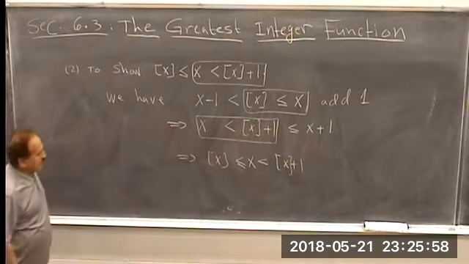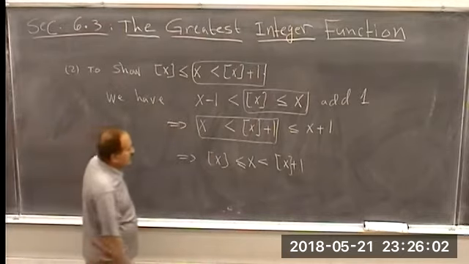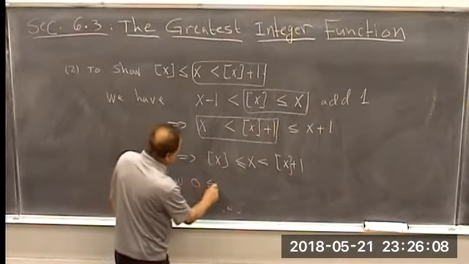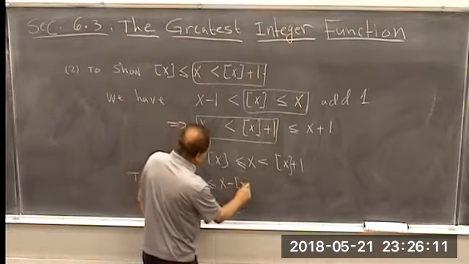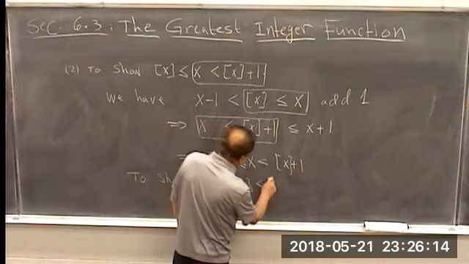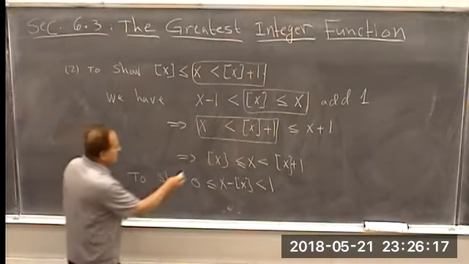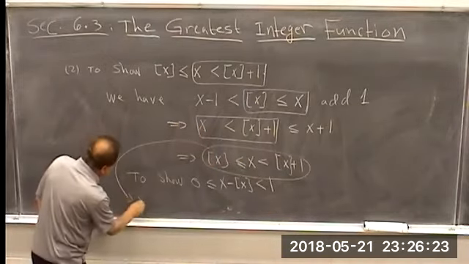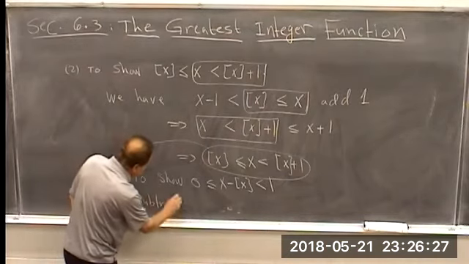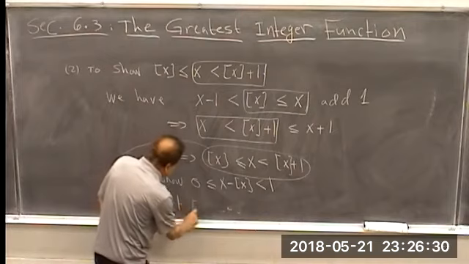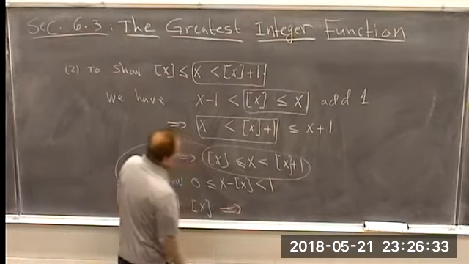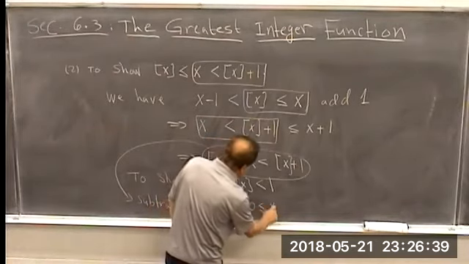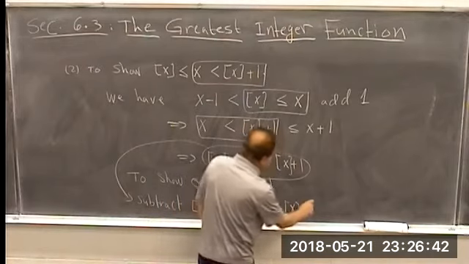The other part is to show 0 ≤ x - floor(x) < 1. So all we have to do is to take this double inequality and subtract floor(x) from all sides and the middle. Then we get 0 ≤ x - floor(x) < 1.